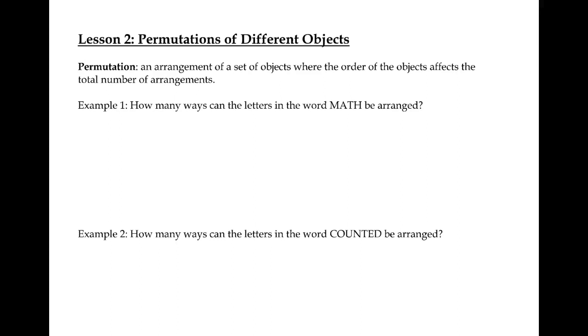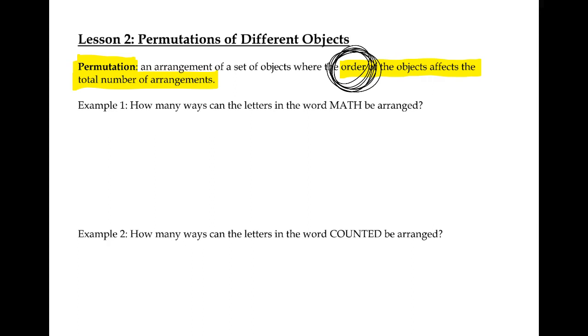No, the key thing to know is that we are going to look at permutations. This lesson and lesson 3 look exclusively at permutations, and the key thing to note about them is that they're an arrangement of a set of objects where the order of objects affects the total number of arrangements. In other words, order matters. Very, very important piece of information. Okay, so permutations, order matters.